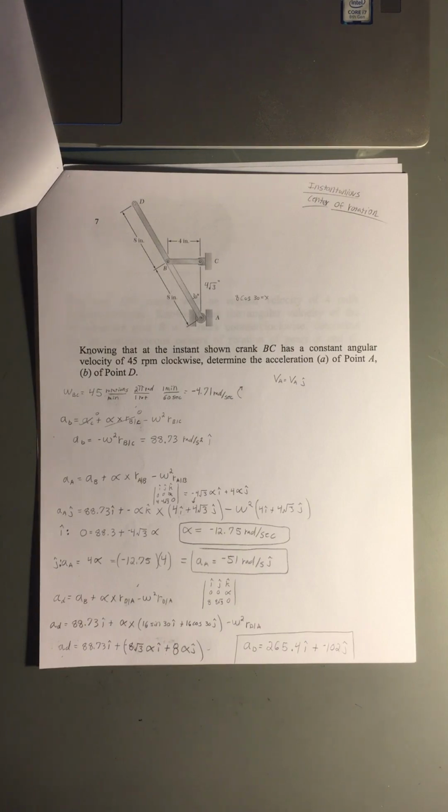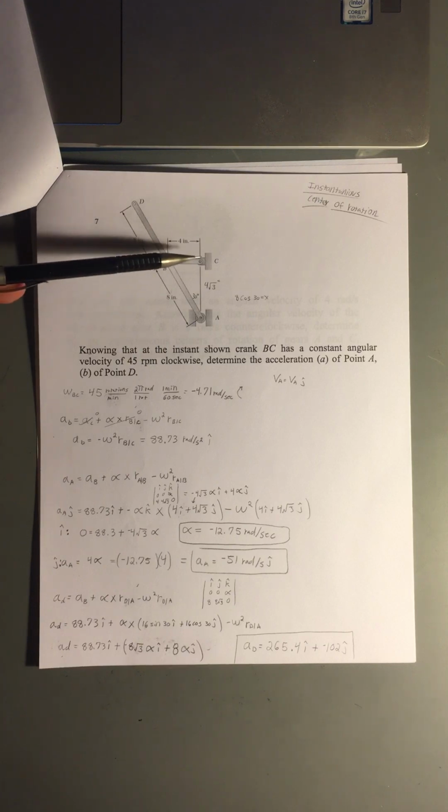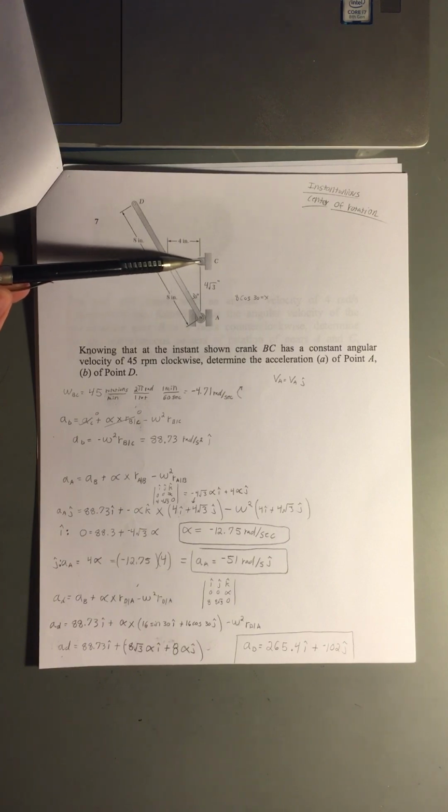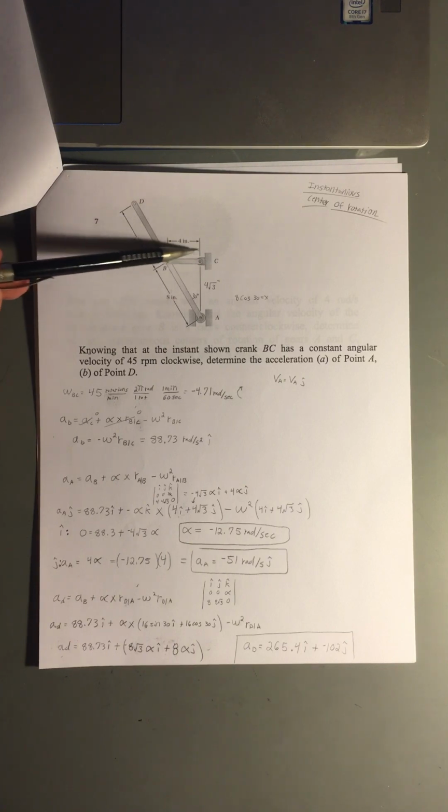For question number 7 here, the problem wanted us to find the acceleration at point A right here and the acceleration at point D. And so to start off with, I just looked at the problem here and tried to find out what velocities would equal 0. So we know that the velocity of this crank BC here is constant, and it has a velocity of 45 rotations per minute. And so the velocity of point C right here will be 0, and the acceleration will also be 0. So that will be an instantaneous center of rotation for this bar here.